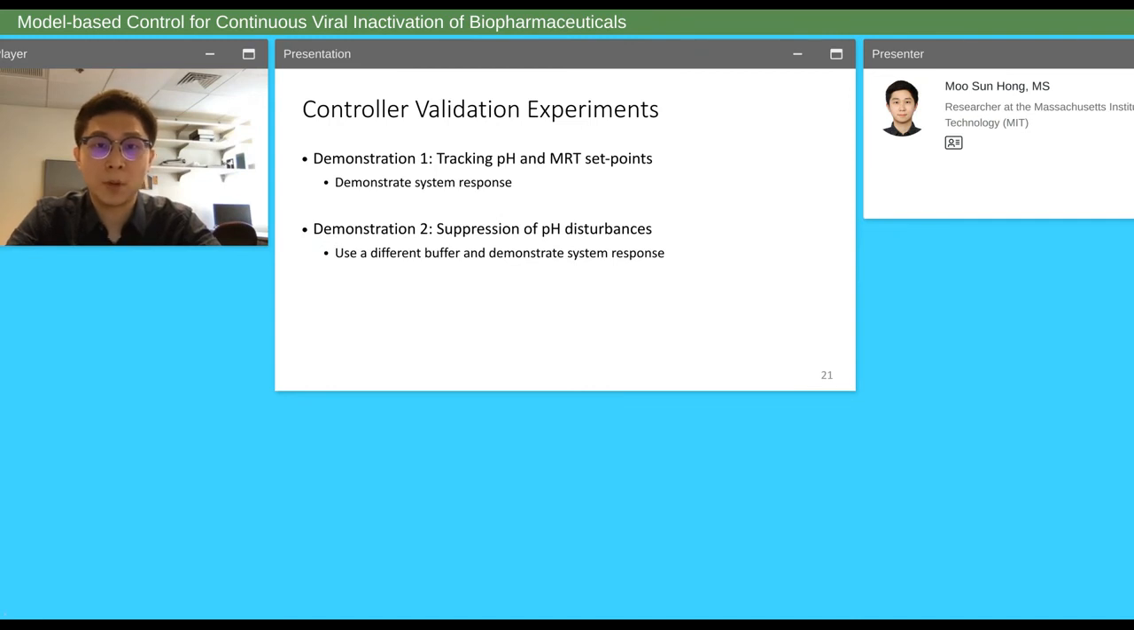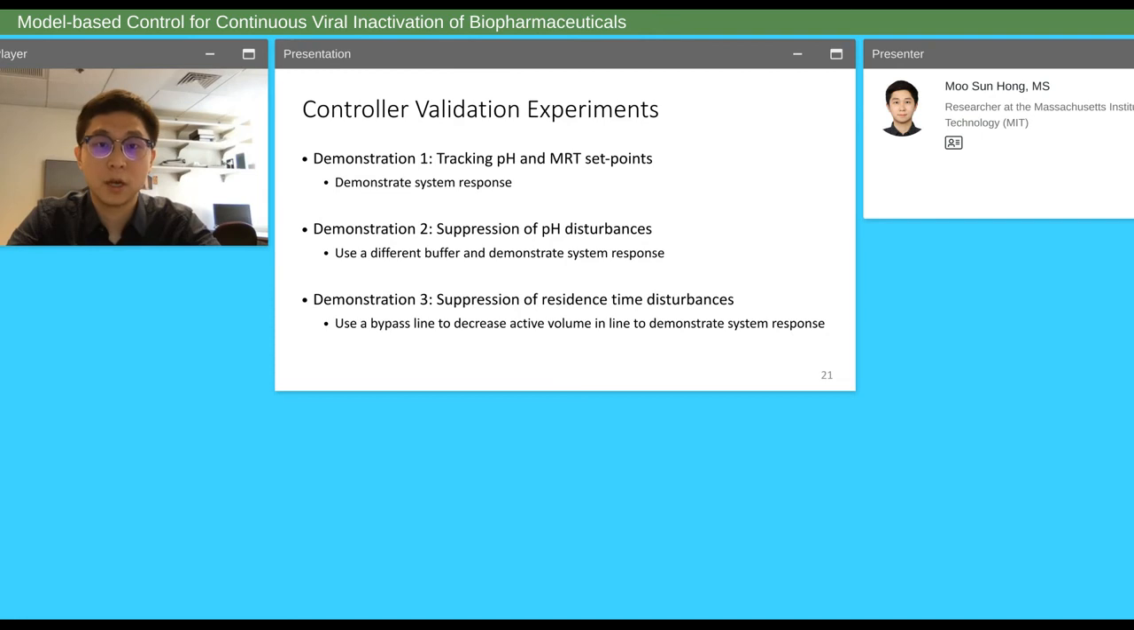Second experiment was planned to demonstrate that the system is capable of suppressing pH disturbances. This was done by changing to a different buffer for pH control without updating the initial parameter values. Last experiment was planned to demonstrate that the system is capable of suppressing residence time disturbances. This was done by using a bypass line to suddenly decrease the active volume in the system.